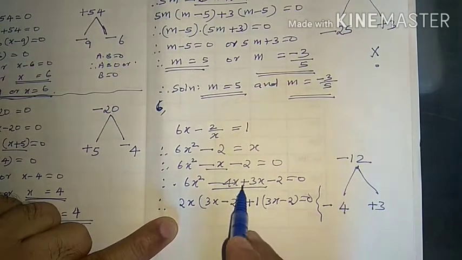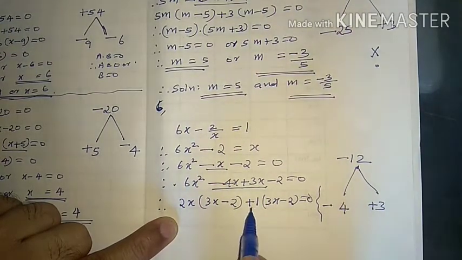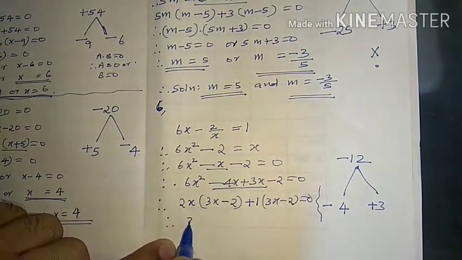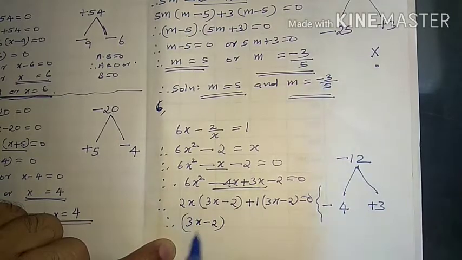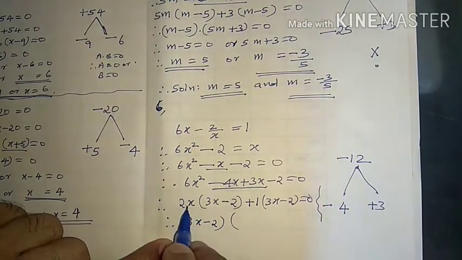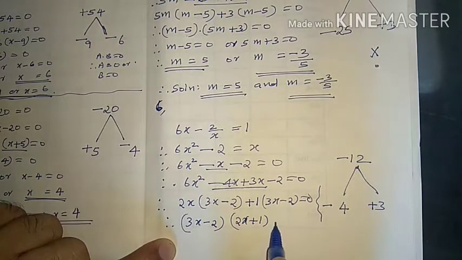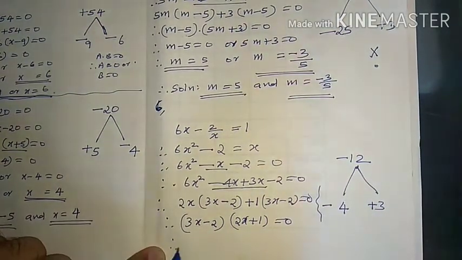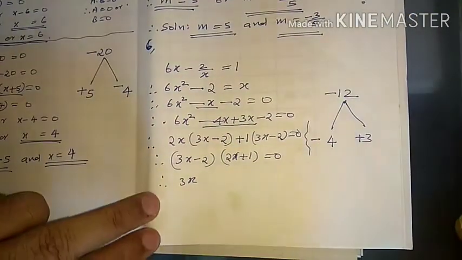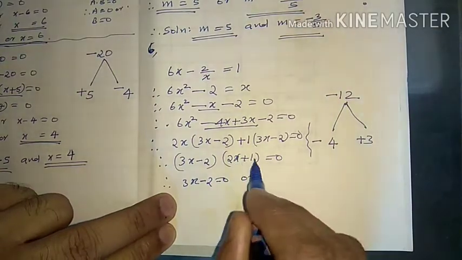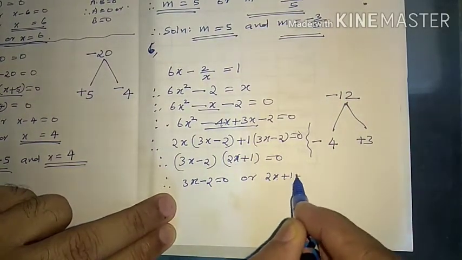Now see, 1 into 3x, 3x. Plus into minus, minus. 1 into 2, 2. Minus 2. Now this 3x minus 2 is the common factor. We take it out: 3x minus 2, first factor, into the second factor 2x plus 1, equal to 0. Therefore the first factor 3x minus 2 equal to 0, or 2x plus 1 equal to 0.